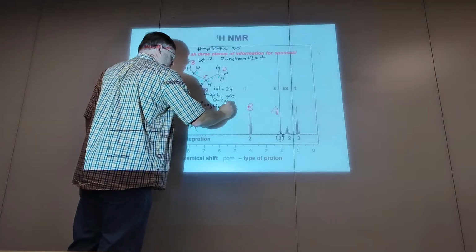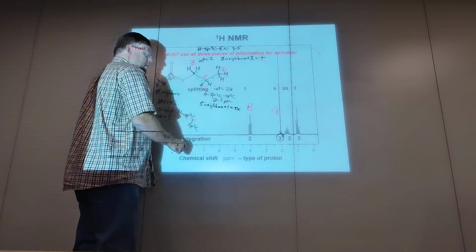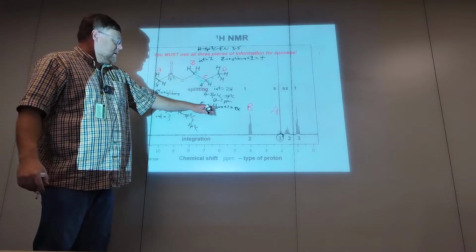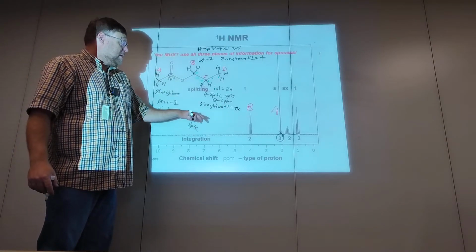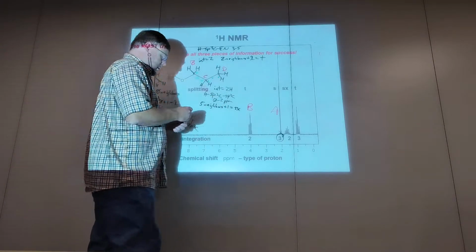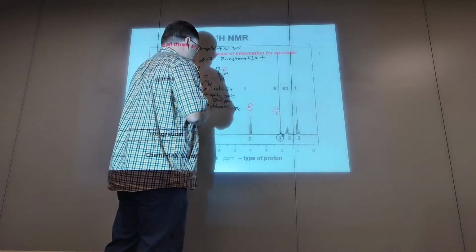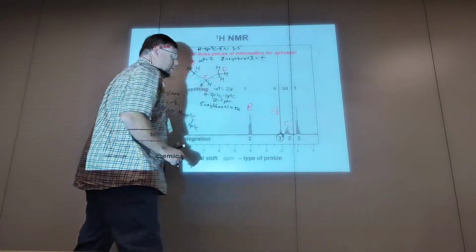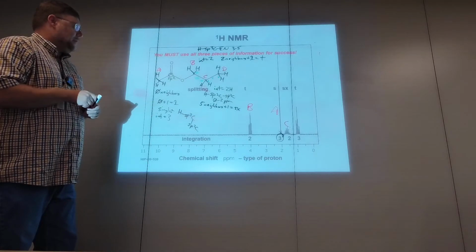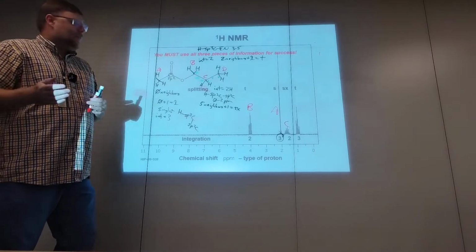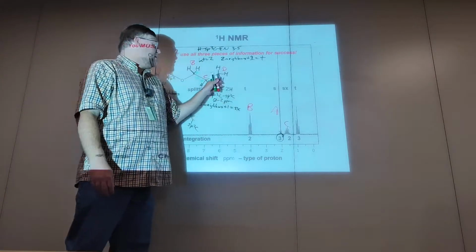Plus 1 is going to be a sextet. All right, so I need to find a sextet between 0 and 2 parts per million that integrates for 2. And I've got one of those. So this sextet is protons C. Well, process of elimination, the triplet down here needs to be D.